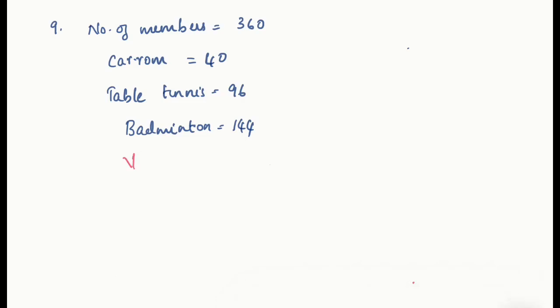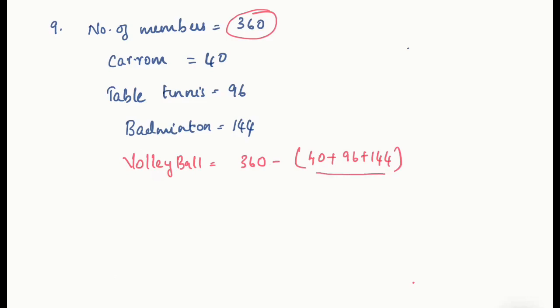So let us find how many play volleyball. Volleyball equals 360. That is the total, right? Minus, you need to subtract all the other things. So let us add these things. 40 plus 96 plus 144. Is it clear? 360 is the total number of people. In that, 40 play carom, 96 table tennis and 144 badminton. So excluding those people, others play volleyball. So we will take the sum of this, then subtract it from 360.